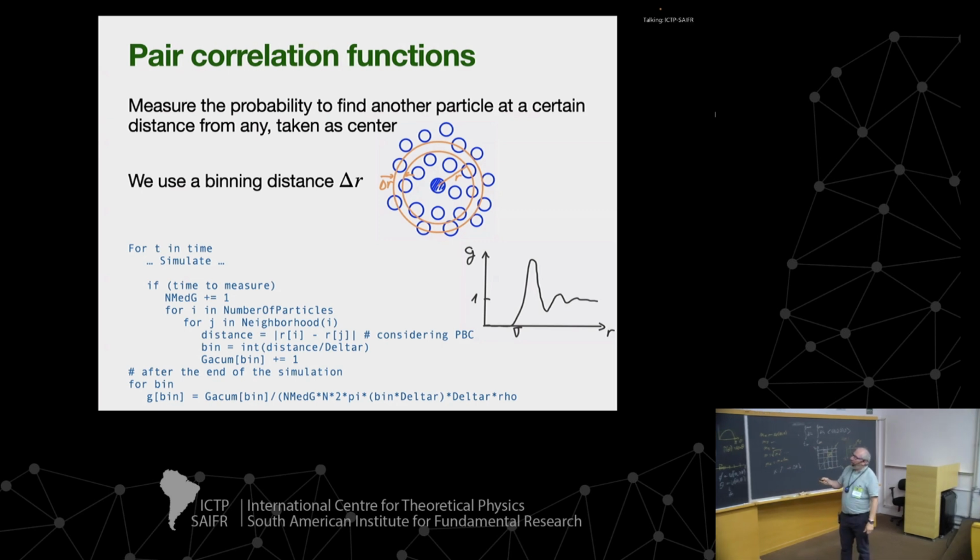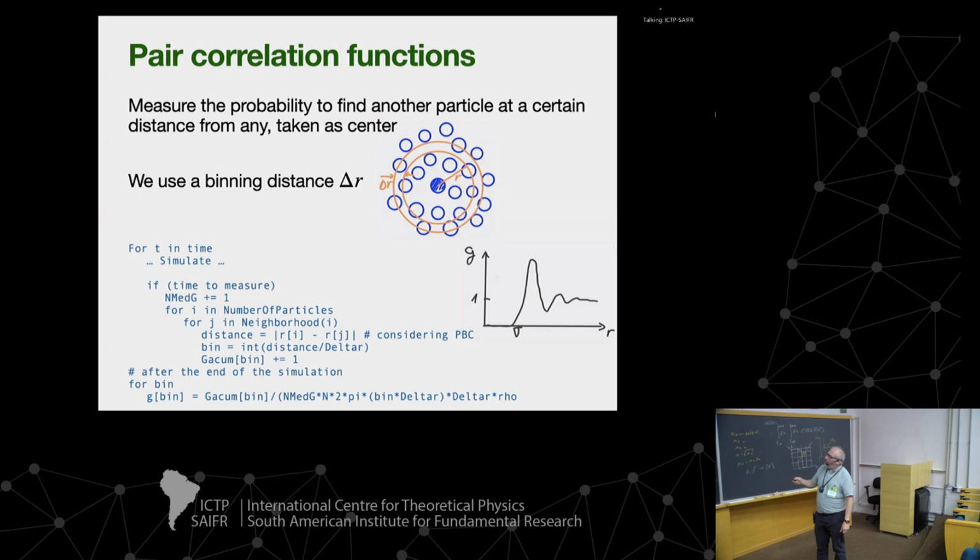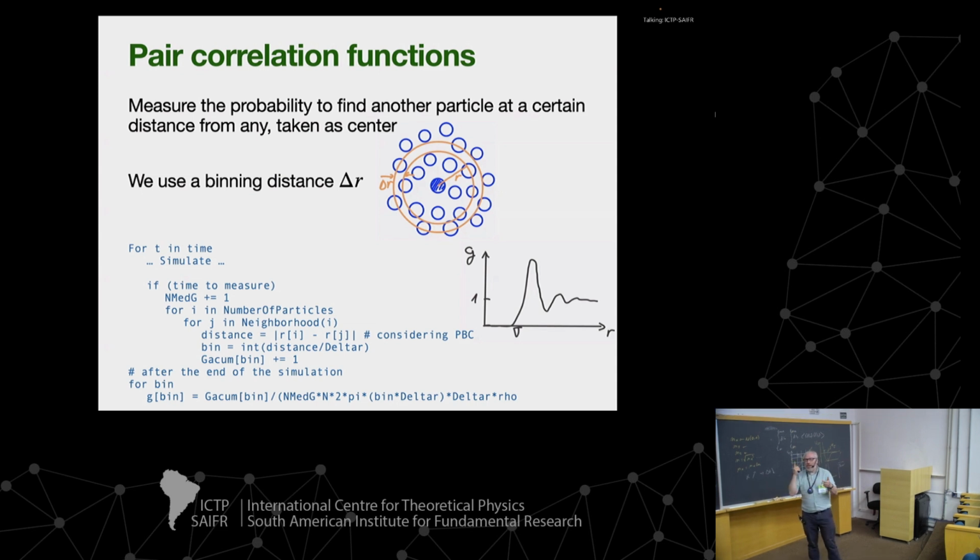And now the measurement is like this. You run over all the particles. You take j in the neighborhood using a brute force method, using Verlet list, using neighbor list, whatever. You choose the partner. You compute the distance between the two, but you have to be aware of periodic boundary conditions. I'm going to describe periodic boundary conditions tomorrow. Then you compute the bin, and this is important. You have to bin the distances.